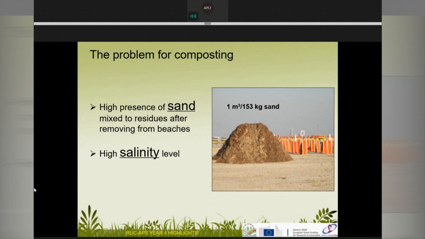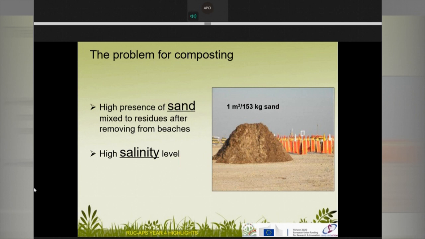Okay, but as we know, life is not simple. So there are two main obstacles to the large use of this waste biomass as raw material for composting. The first one is the high presence of sand mixed with residues after removing them from beaches. In fact, the Posidonia residues can accumulate up to 153 kilograms of sand per cubic meter of residues. The second one is the high salinity. The salt content could be very high because, of course, of their marine origin.